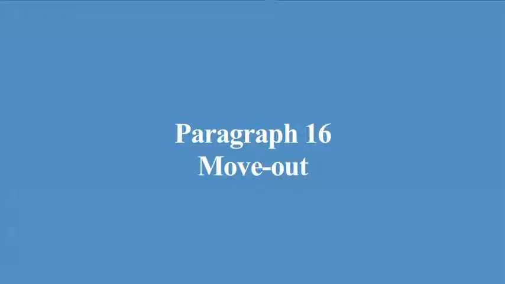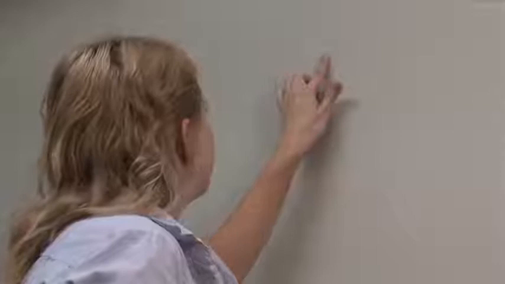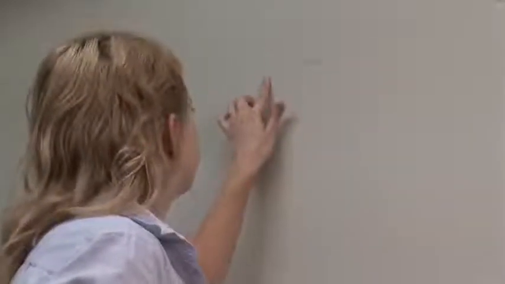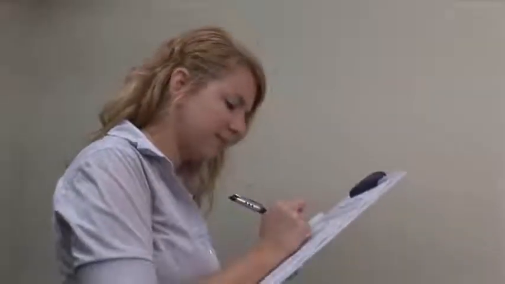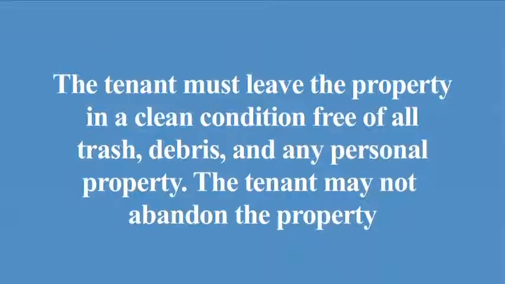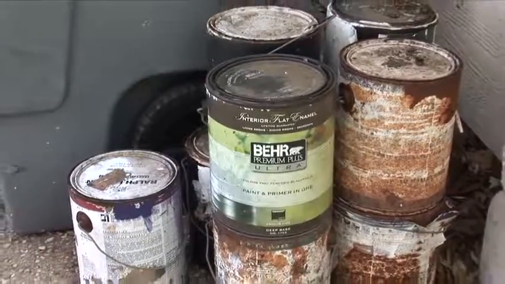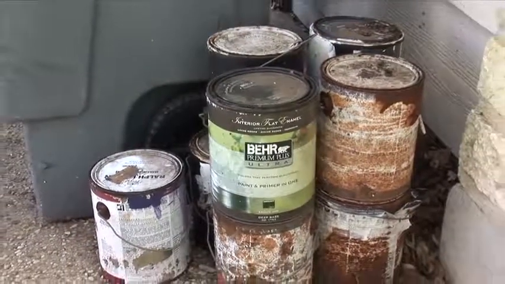Paragraph 16, move out. This paragraph requires the tenant to surrender the property in the same condition as when the tenant moved in, with the exception of normal wear and tear. The tenant must leave the property in a clean condition, free of all trash, debris, and any personal property. The tenant may not abandon the property. This paragraph also defines the terms normal wear and tear, surrender, and abandonment.